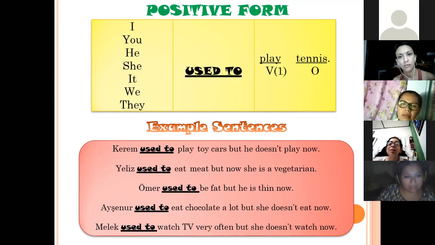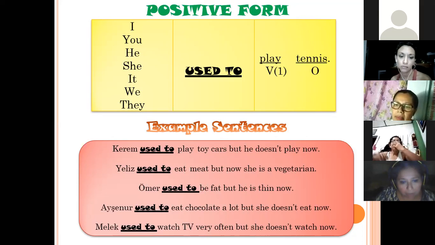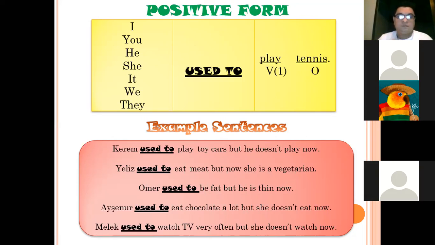Omar used to be fat, but he's thin now. Very nice. Jennifer Acosta, can you read the next one? Aysenor used to eat chocolate a lot, but she doesn't eat now. Very good. Thank you, Jennifer. Welcome. Let's see. Elmer, can you read the other one, please? Used to watch TV very often, but she doesn't watch now. Excellent. Thank you so much.